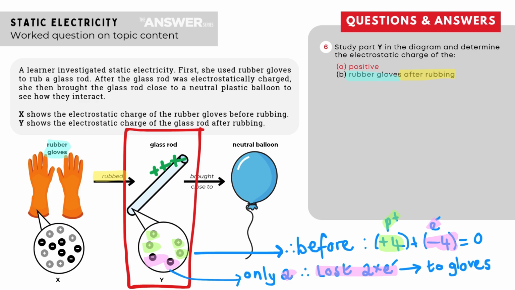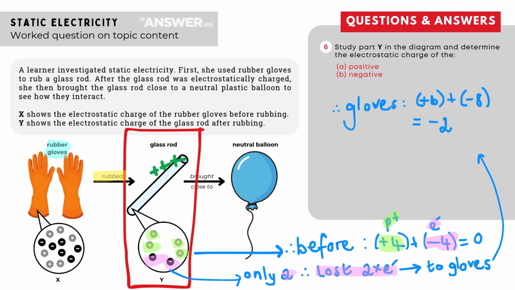From this, we can therefore conclude that those 2 electrons were transferred to the rubber gloves during friction. And because the rubber gloves now gained these 2 electrons, they will have more electrons than protons after friction, and therefore an overall negative charge. So even though we cannot see a simplified version of the atoms of the rubber glove's surface after rubbing, we can make conclusions about its electrostatic charge based on what we see happened to the glass rod.